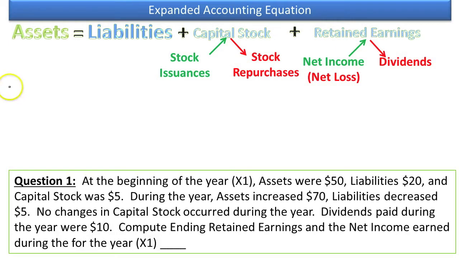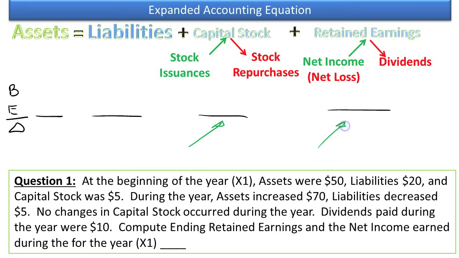I will first set up the problem as we have been doing with the beginning balance, the ending balance, and the change. We will do that for assets, liabilities, capital stock, and retained earnings. But then we will say that these changes will be described by stock issuances and net income, stock repurchases, and dividends. Beginning assets are 50, liabilities are 20, and capital stock beginning is 5. The unknown in this case would be beginning retained earnings.